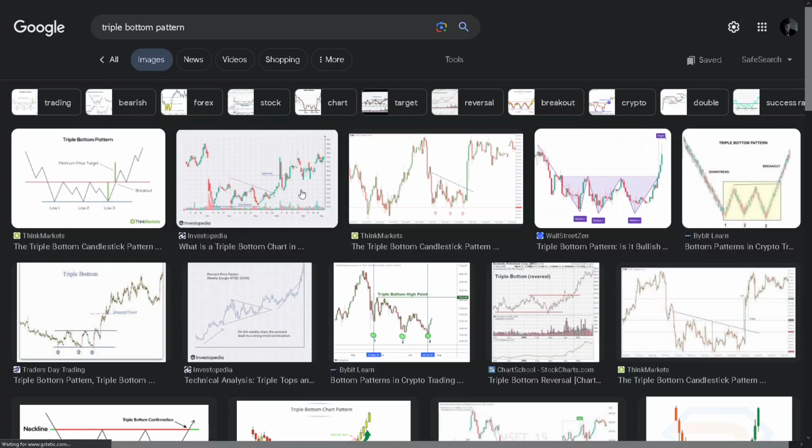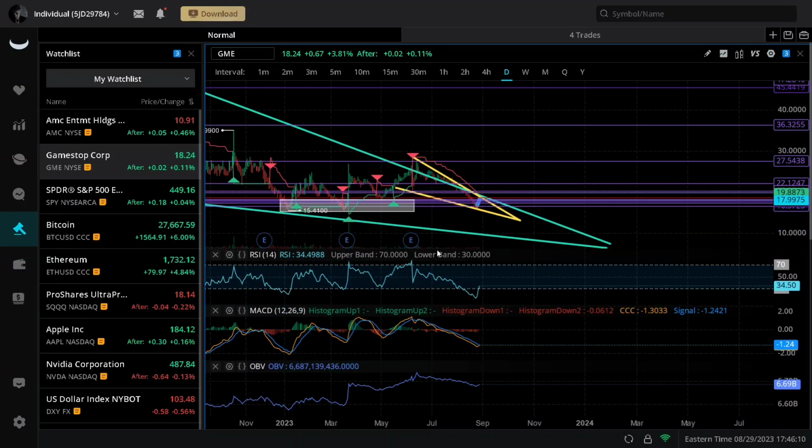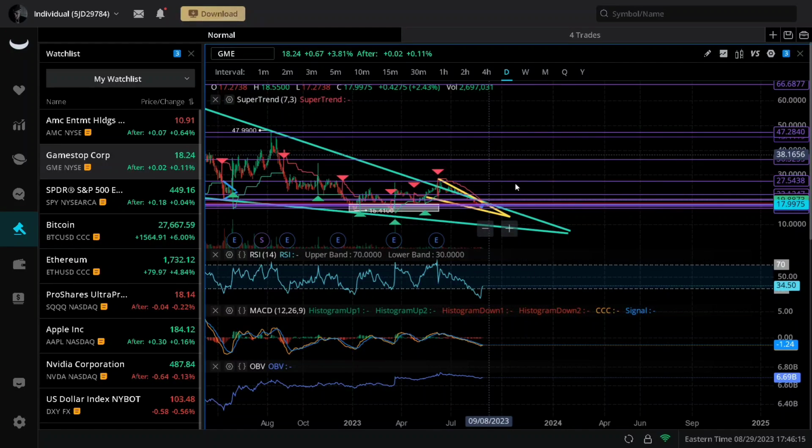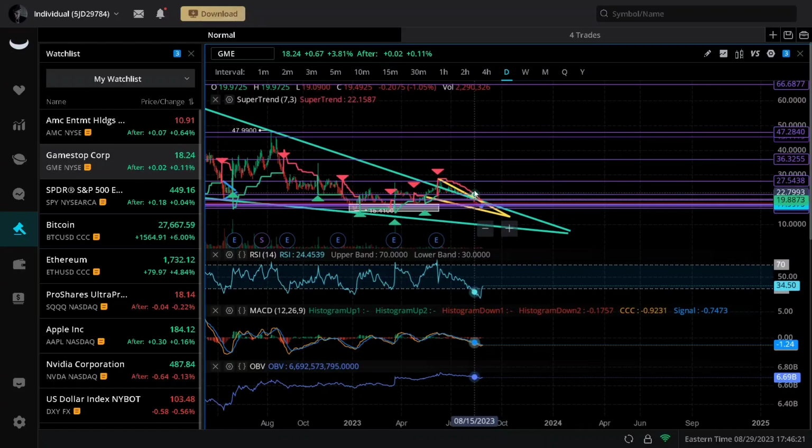So basically, GME has a triple bottom: bottom number 1, bottom number 2, and this is bottom number 3. GME is getting a clean bounce, and I do think it's about to move to the upside, filling this gap fill at $40, and there is a gap fill at $70.